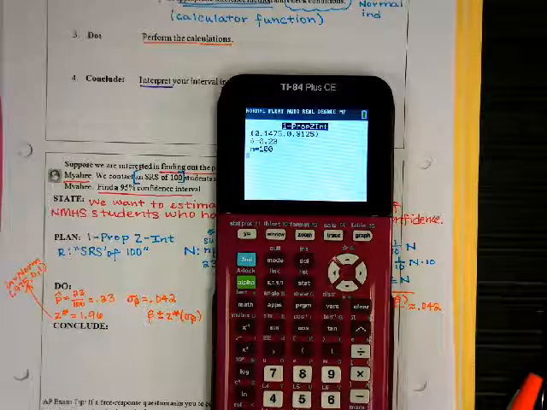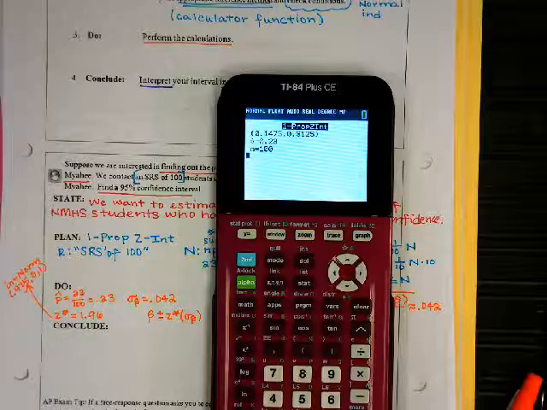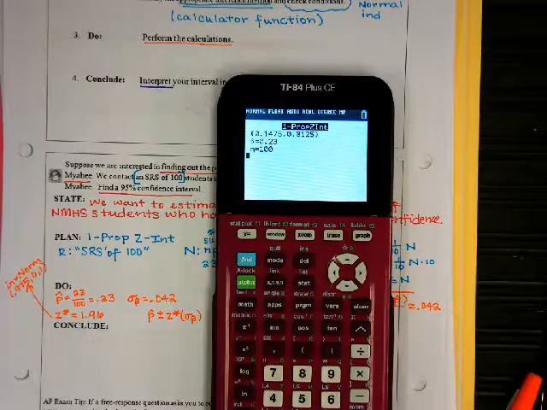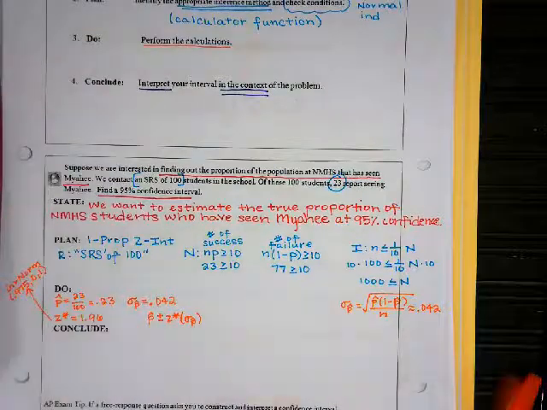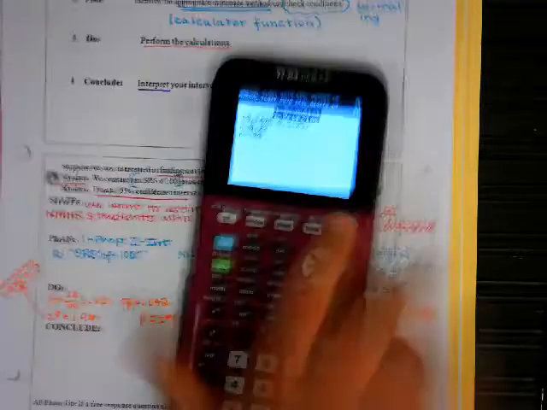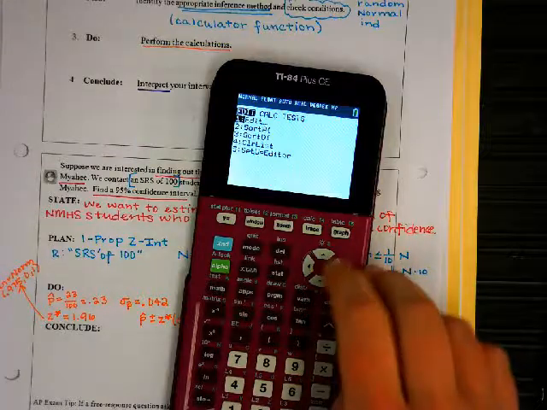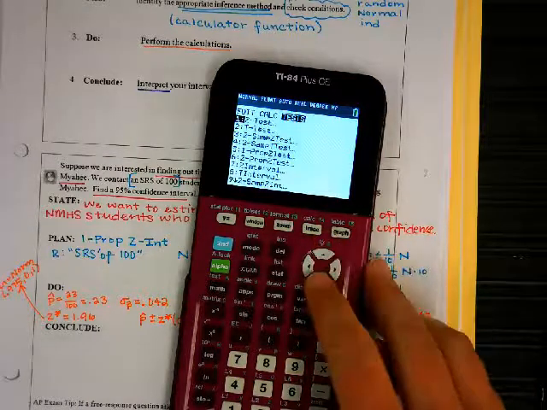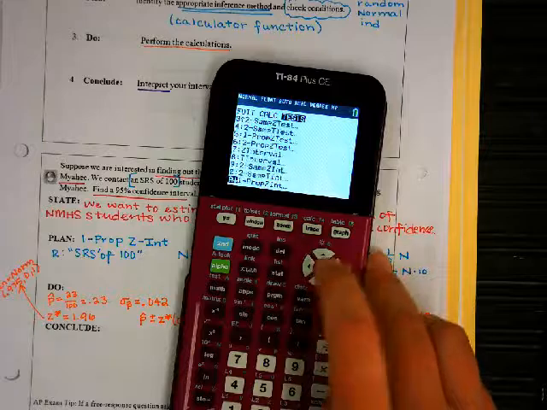Yeah, but you wouldn't appreciate this if I didn't show you it the other way. Should explain the steps one more time. Stat, Stat, Tests, 1-PropZInt, A. What number? Oh, A. It's not a number. It's A.